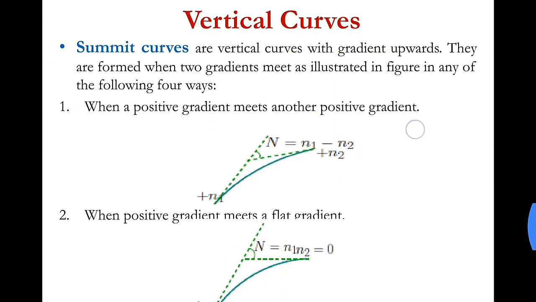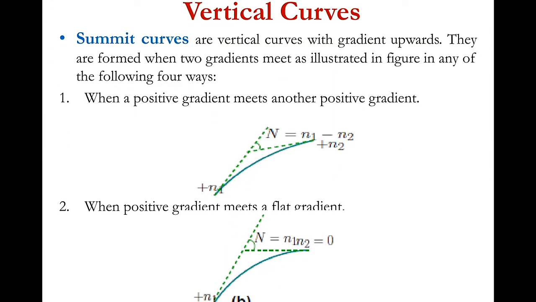Now the next topic is vertical curves. We already know what vertical curves are. They are the smooth curves which are used to smoothen the path of the connection between two gradients. Now there are two types of vertical curves, that are summit curves and valley curves.